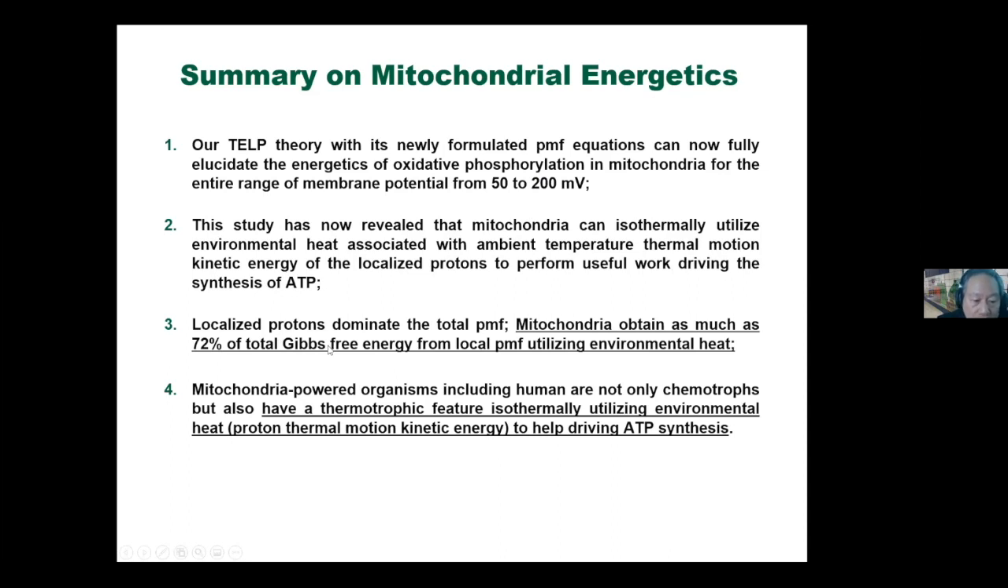So the local proton multiple dominates the TMF, and the mitochondria obtain as much as 70% of the free energy from this process. So mitochondria, including us, are not only chemotroph, remember we need to eat food, we are chemotroph, but we also have a thermotrophic feature. Isothermally utilize the environment heat energy to help ATP making.